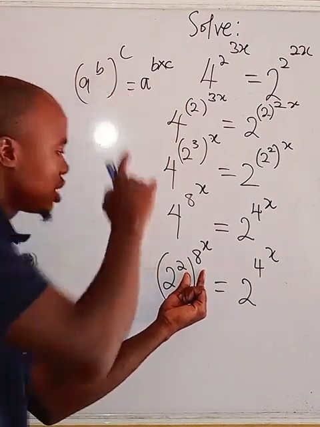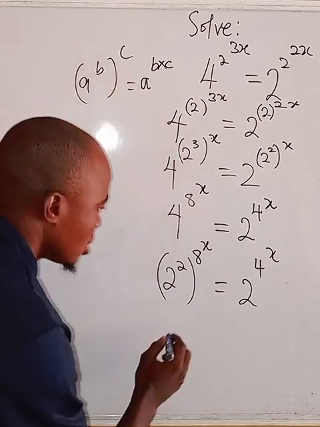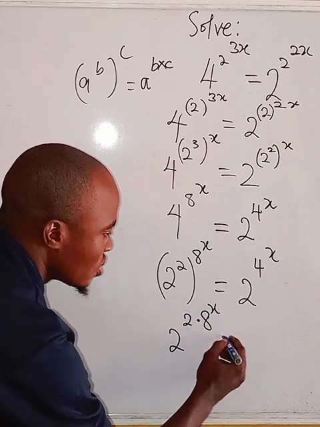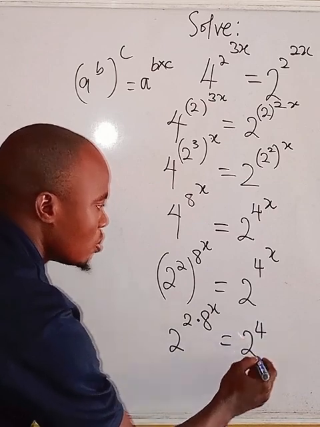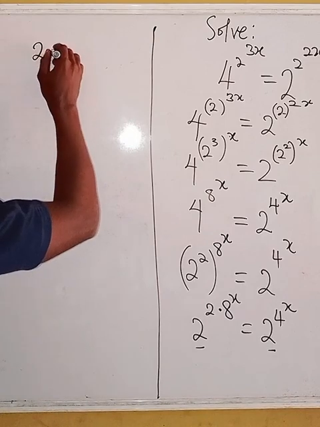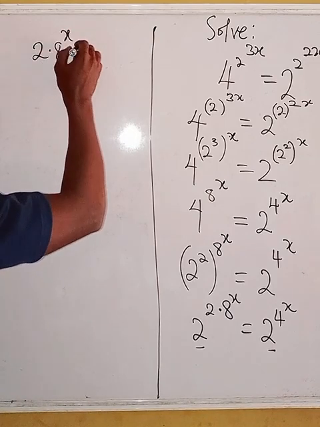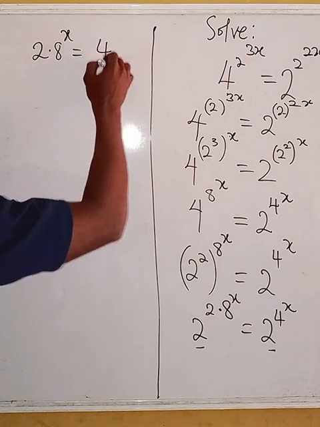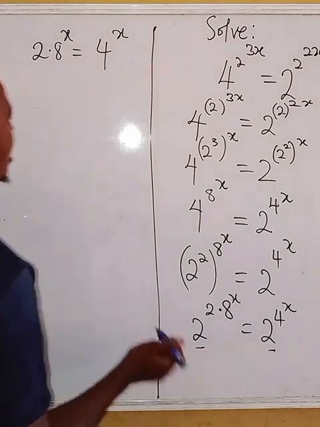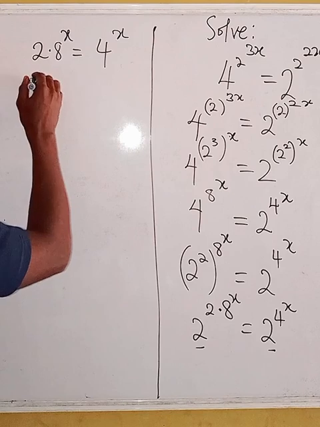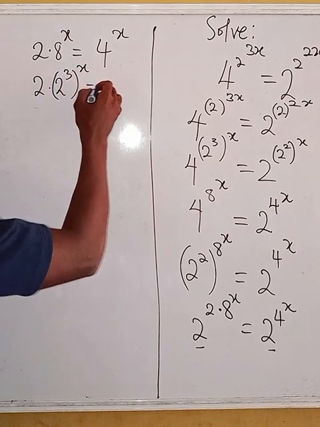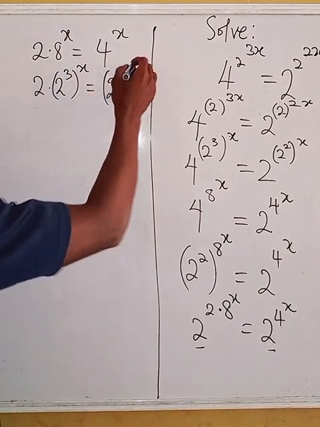This 2 is like b, and a to the power of x is like c. This is going to be 2 to the power of 2 multiplied by a to the power of x equals 2 to the power of 4 to the power of x. Since we have the same bases, this is going to be 2 multiplied by a to the power of x equals 4 to the power of x, because we have to equate the powers since the bases are the same, and these are the powers. So now here we can have 2 to the power of 2 to the power of 3, that is 8, can be written as that, x equals 2 to the power of 2, then to the power of x.